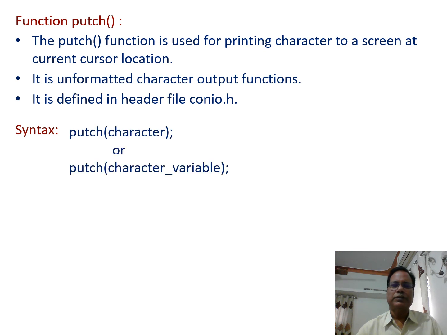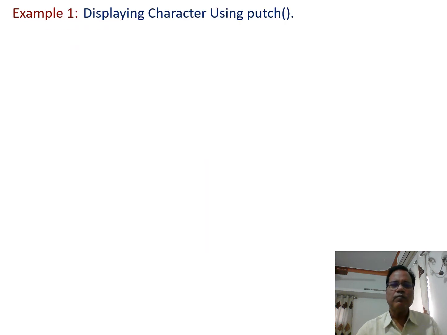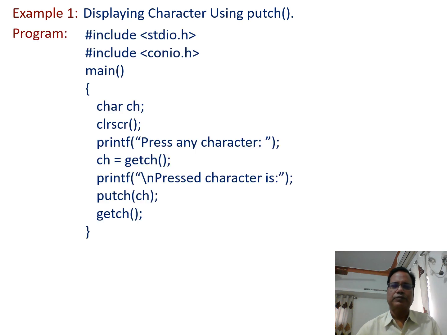The syntax for this putch function is putch, then open and close parenthesis, then semicolon at the last. We write the character variable within the open and close parenthesis of putch, and at the last there is a semicolon. Let us see an example displaying a character using putch.